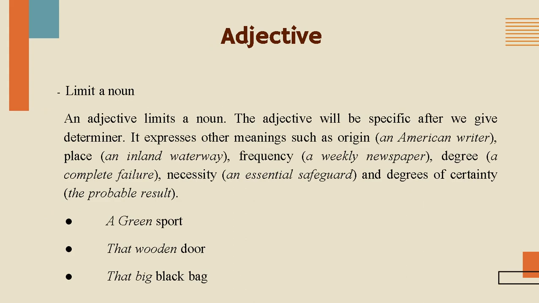The second function is to limit a noun. An adjective limits a noun. The adjective will be specific after we give a determiner. It expresses other meanings such as origin, like an American writer, and place, like an inland waterway, and frequency, like a weekly newspaper, and then degree, like a complete failure, and necessity, like an essential safeguard, and degrees of certainty, like the probable result. For example, a green sport, that wooden door, and that big black bag.